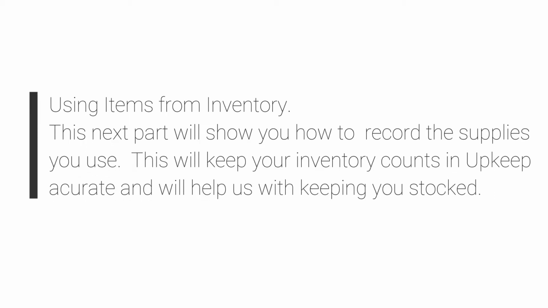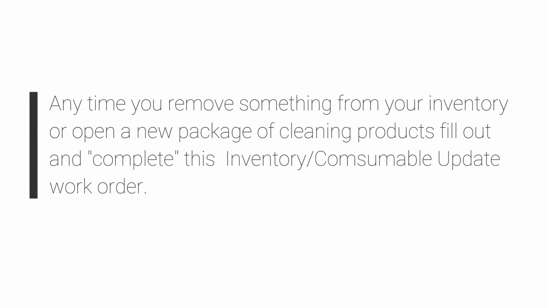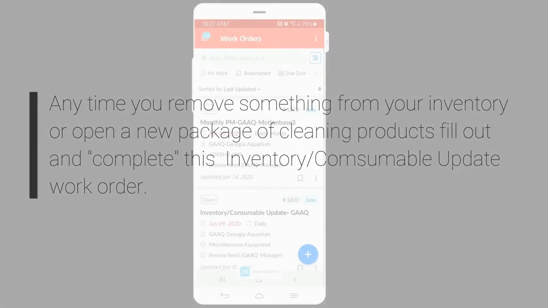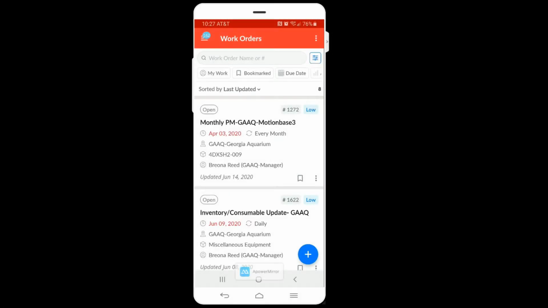The next part of this tutorial shows you how to use items from your inventory. This is done through work orders. You'll always have an inventory consumable work order assigned to you. Anytime you use a part, please add it to that work order and complete the work order. This sends us a notification the part has been used.